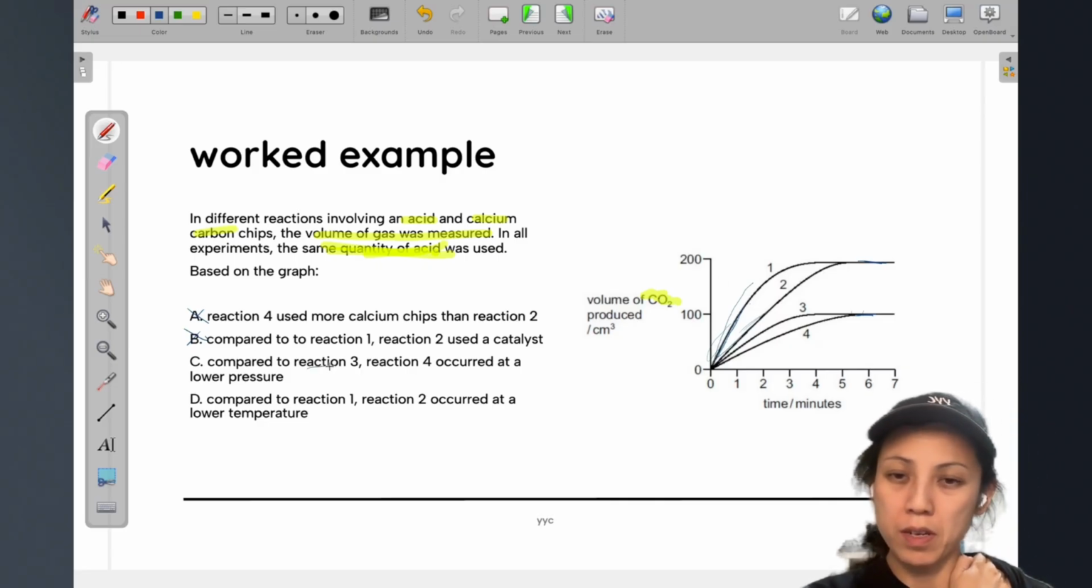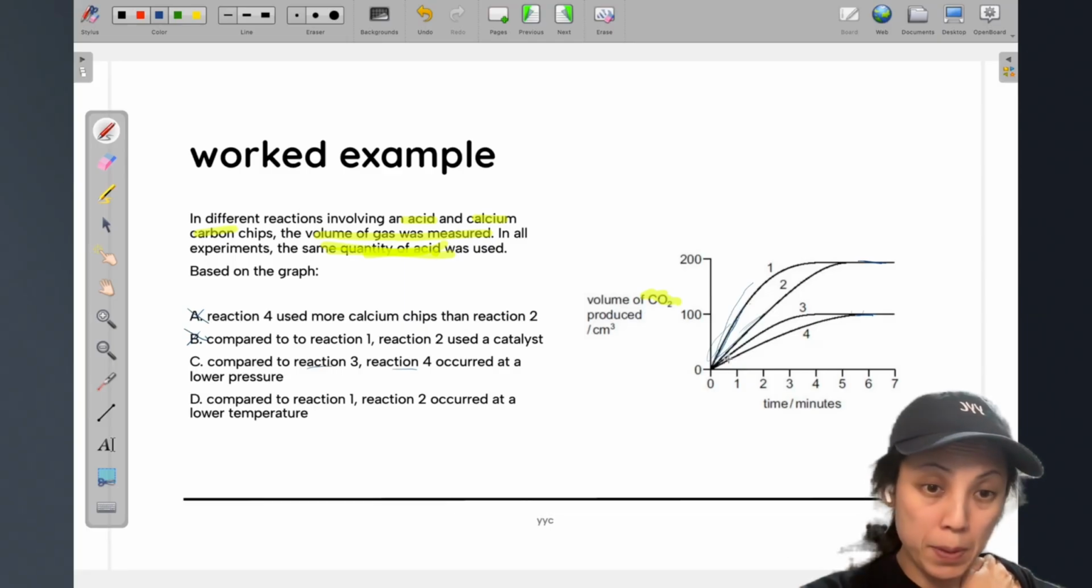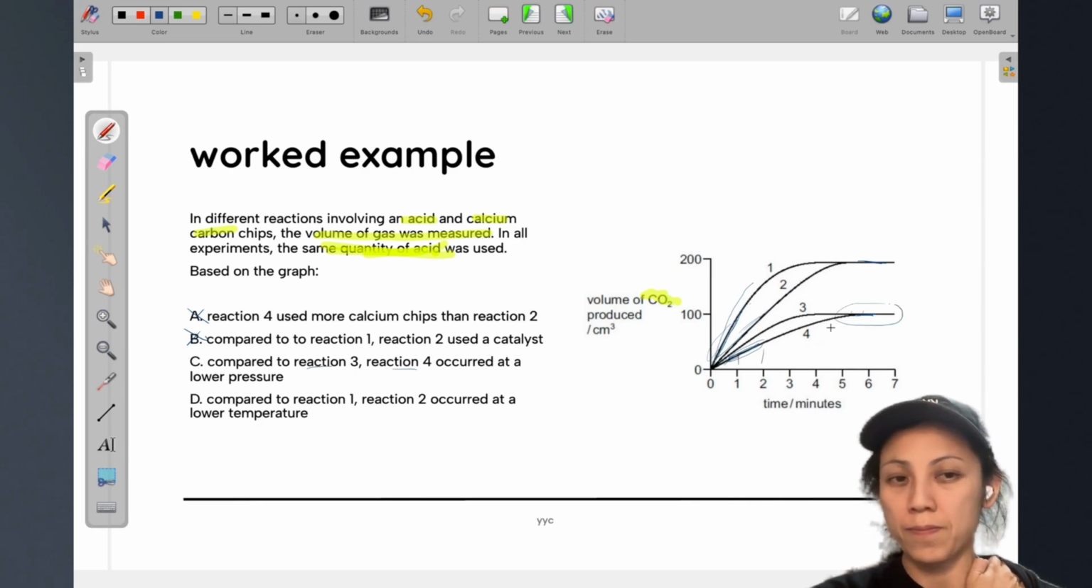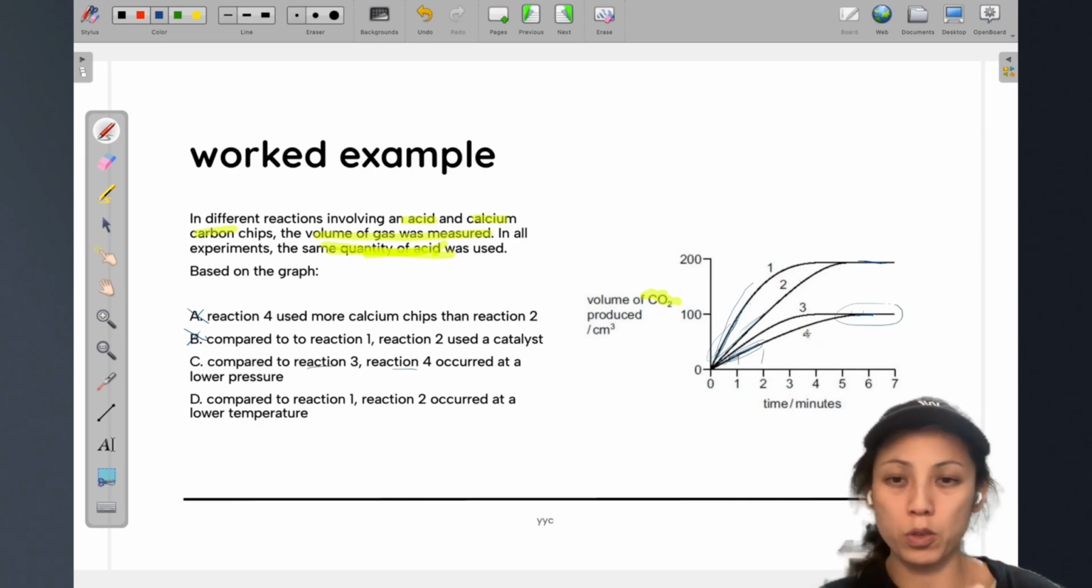Compared to reaction 3, reaction 4 occurred at a lower pressure. 3, maybe, here we go. You can see that 4 has a lower rate. So if all you're doing is changing the pressure, 4 is just a lot slower. So it could be 4.